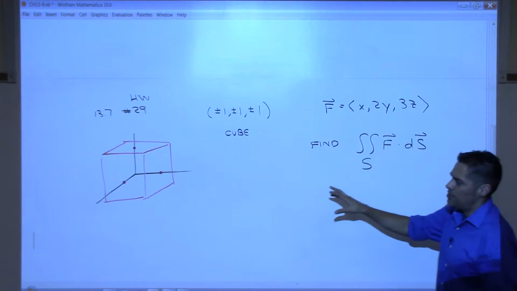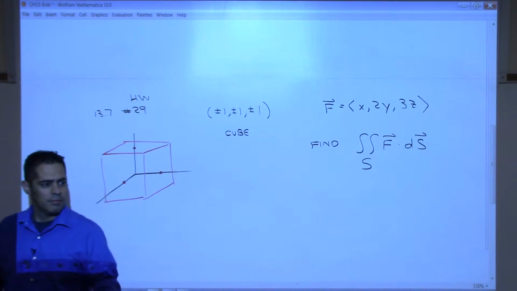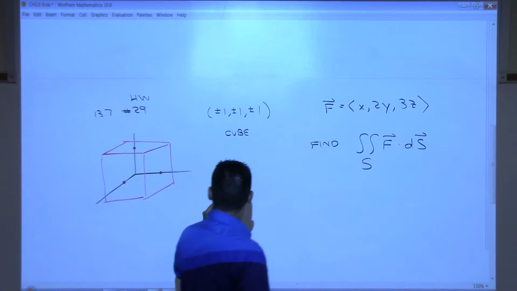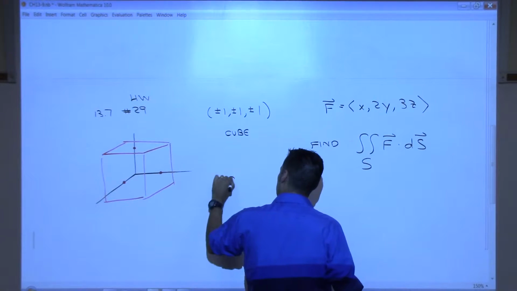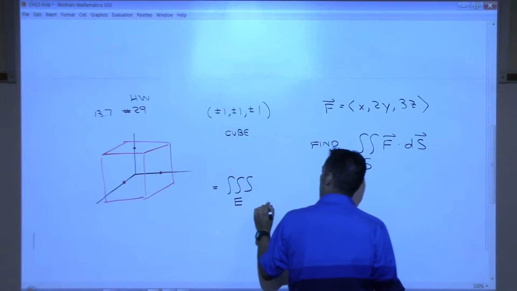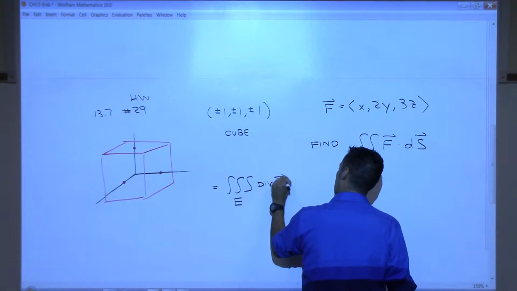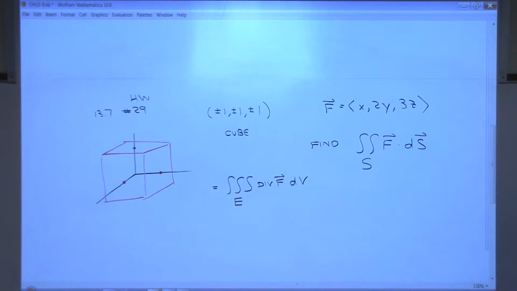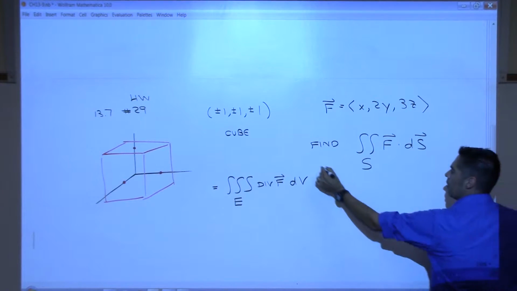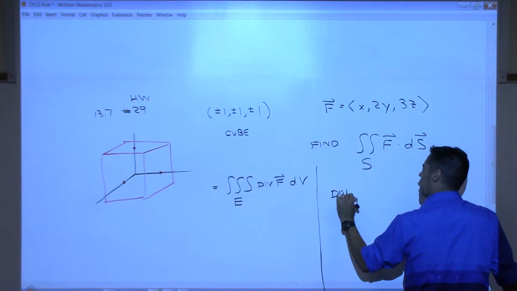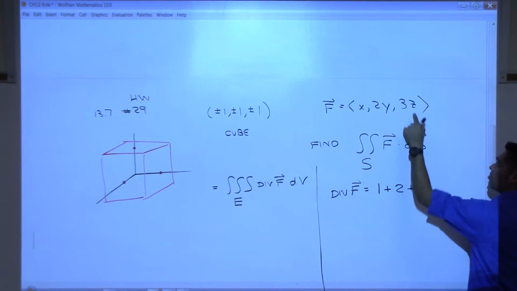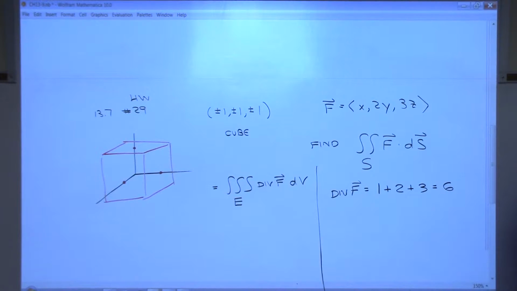Does this surface S enclose a solid? Yes? That solid in there is E. So I can convert this over to a triple integral over E of the div of F with respect to volume. Now I need to compute the div of F. The div of F is 1, plus the derivative of the second component with respect to y, which is 2, plus the derivative with respect to z, which is 3. So that's 6. All right, that's nice.